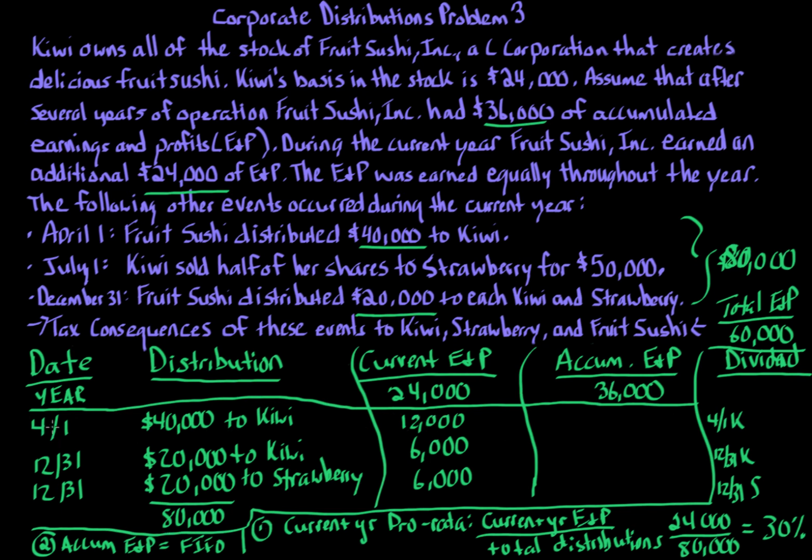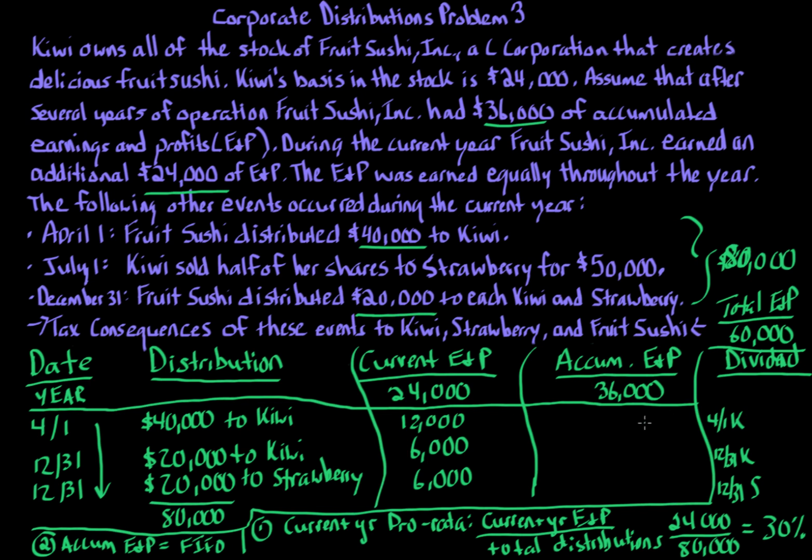We go chronologically in order. So we go down the line in order from April 1st all the way down to December 31st. So 40,000 distribution to Kiwi, 12,000 of that is current E&P. So the question becomes, these two numbers cannot exceed 40,000. So we do FIFO, which means we can do as much. We don't do some type of pro rata analysis for all three of these numbers. We just go by the dates, okay?